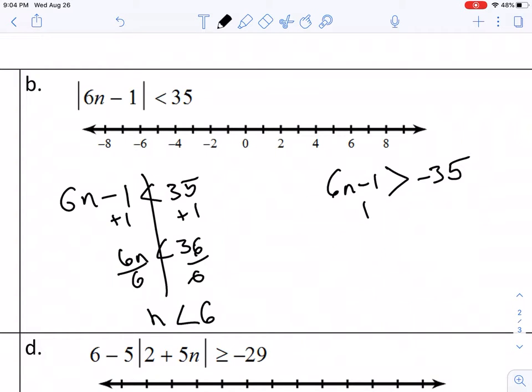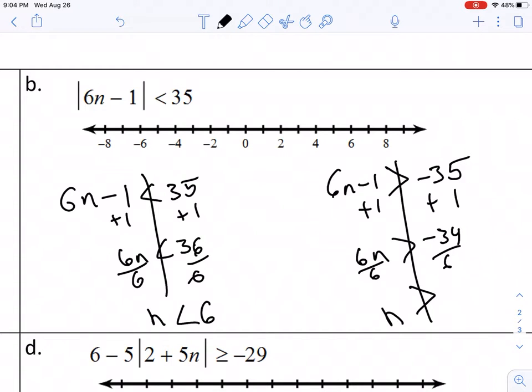My second one, I'm adding 1 to both sides. This is going to be -34. I'm dividing by 6 on both sides, and n is greater than -34 over 6. It's not very friendly. If I were to convert that, that would be -5 and 4/6, which would also be 2/3. Okay, so we'll leave that there. So this is the same thing as this.